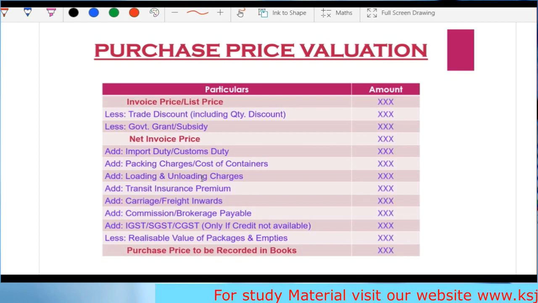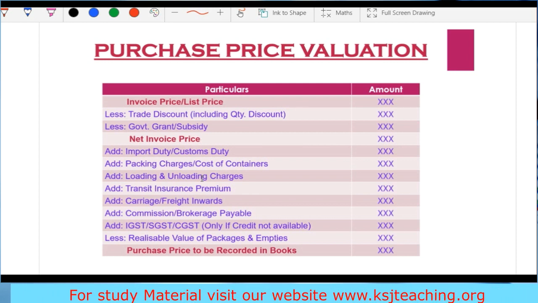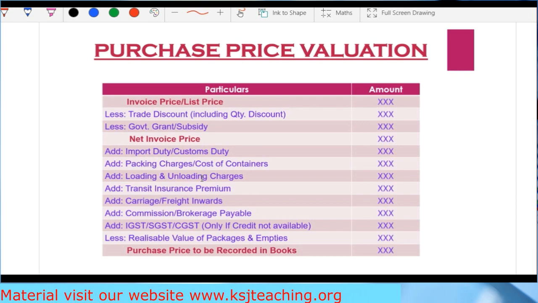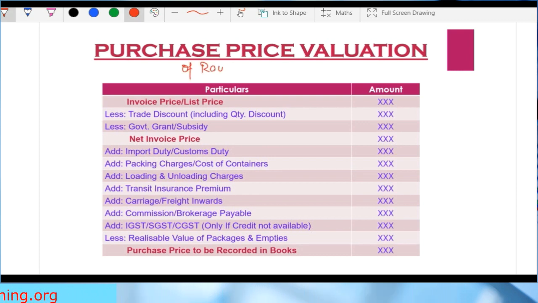So what does it mean, sir? Purchase price valuation, purchase price of what? Purchase price of the raw material. Sir, why is it important to value this? What is the need for this valuation, sir?